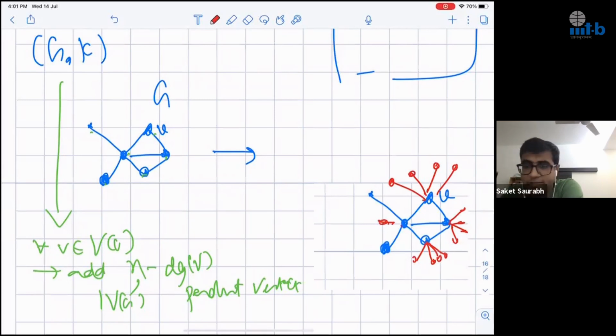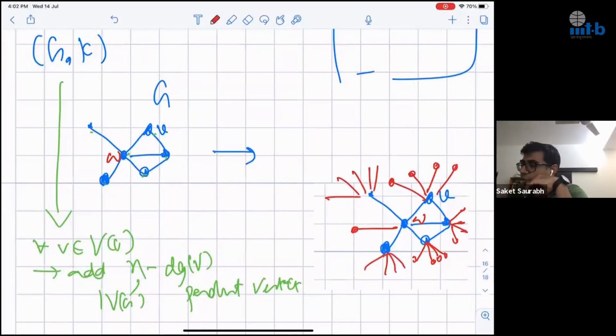What is the degree of this vertex, say W? Five. So how many edges should we add? 1 edge. Okay, so we will add 1 edge. And here it has degree 1, so we will add 1, 2, 3, 4, 5.